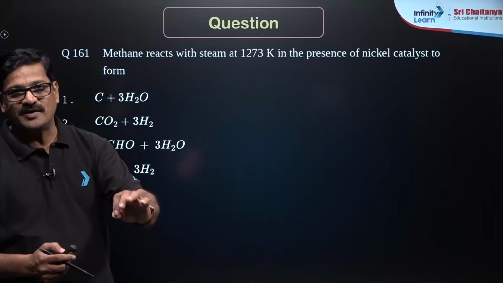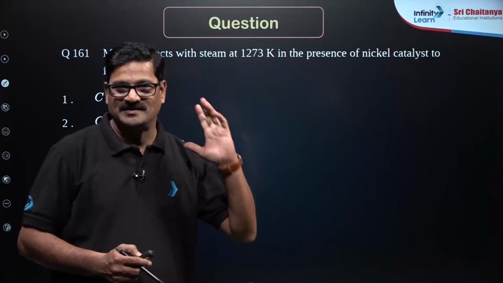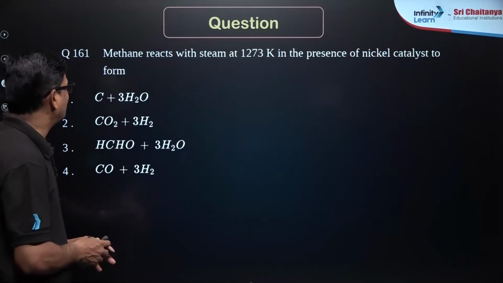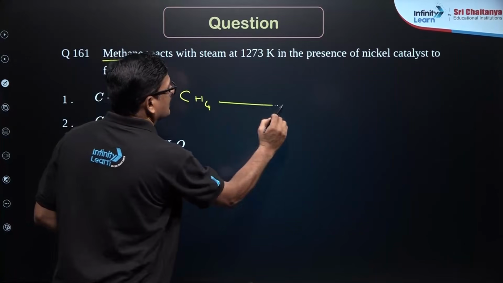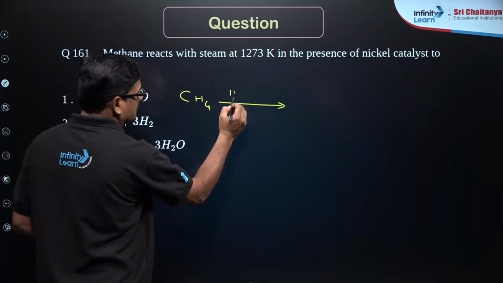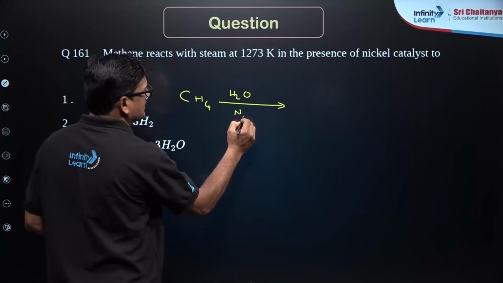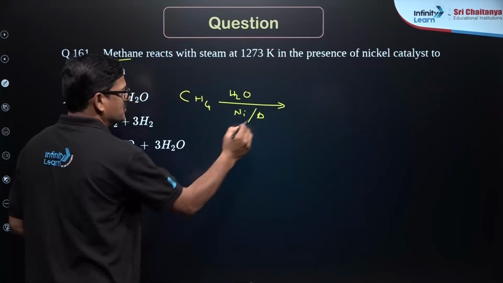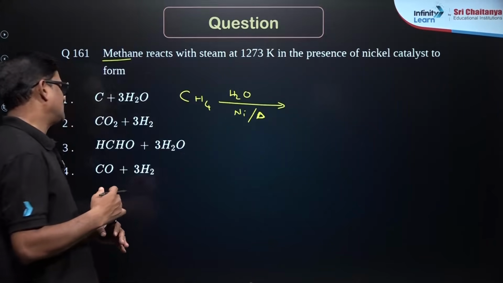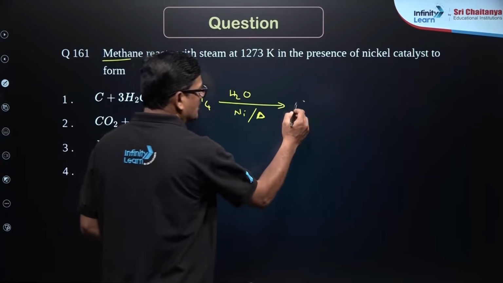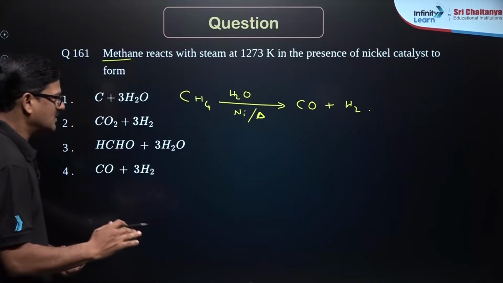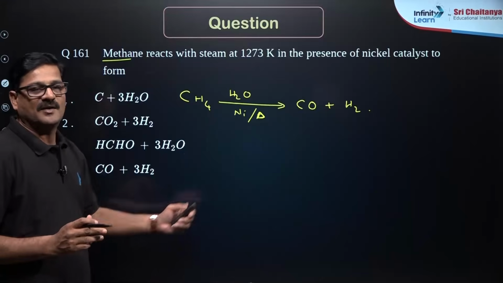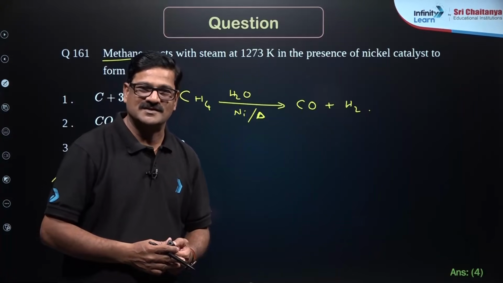Students, this question is based on alkane oxidation, catalytic oxidation of alkane. Methane reacts with steam in the presence of nickel as a catalyst, and you heat it at high temperature. So, you are going to get steam reforming. So, it is going to be CO plus H2, you are going to get it. So, water gas is going to be formed, and option 4 is the correct answer for this question.